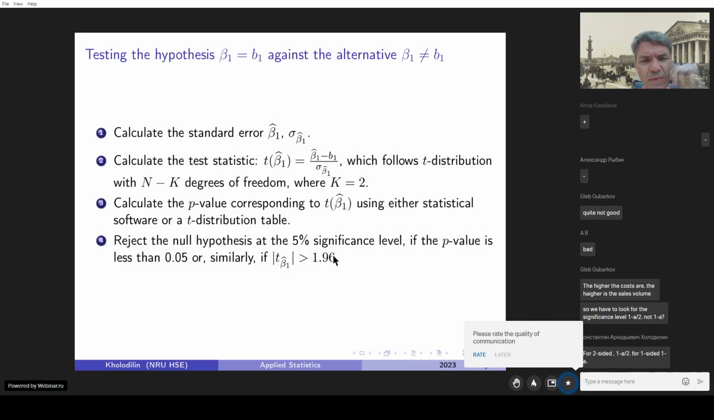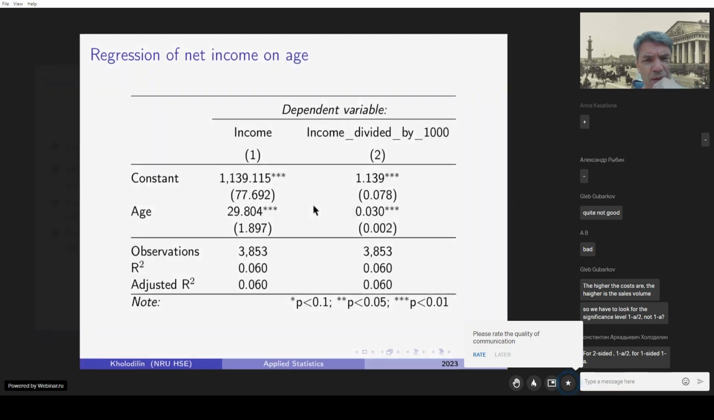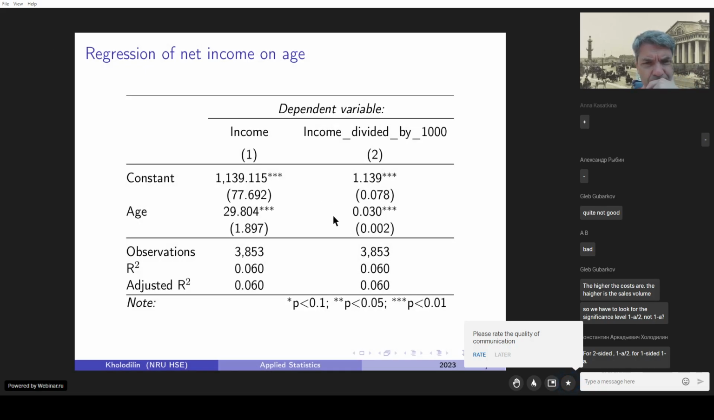Well, let's consider an example. In this case, we have the estimate of beta 1, we have its standard error, and we can test the null hypothesis that this value is equal to 0. It's very small, so it would be logical to suppose that it's not different from 0. So if it's not different from 0, then it means that age has no impact on the income.